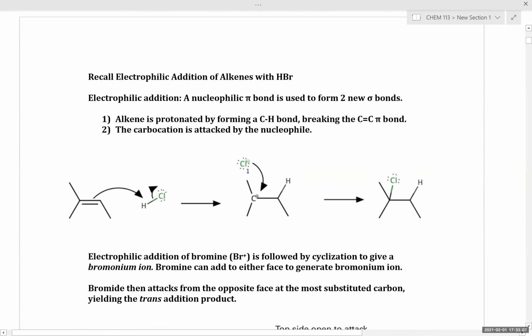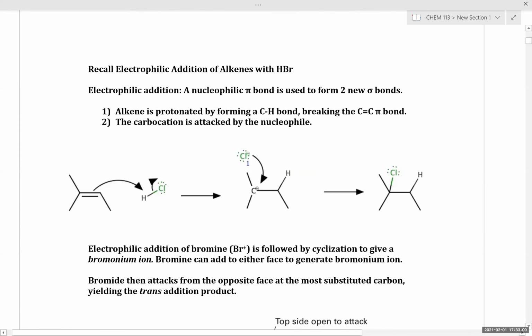Okay, so let's just recall the basic mechanism for electrophilic addition. Now, this may seem like an odd starting point, but you'll notice many parallels between the electrophilic addition and substitution mechanisms. So in electrophilic addition, a nucleophilic pi bond is used to form 2 new sigma bonds. In this case, our alkene is protonated by forming a carbon-hydrogen bond, breaking our pi bond, and then our carbocation is attacked by the nucleophile.